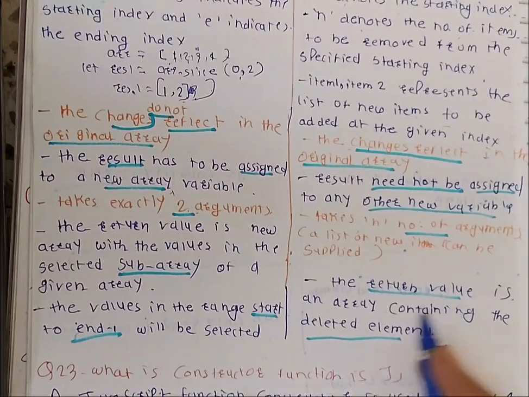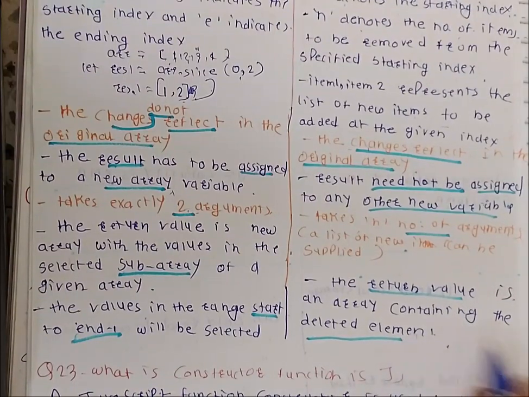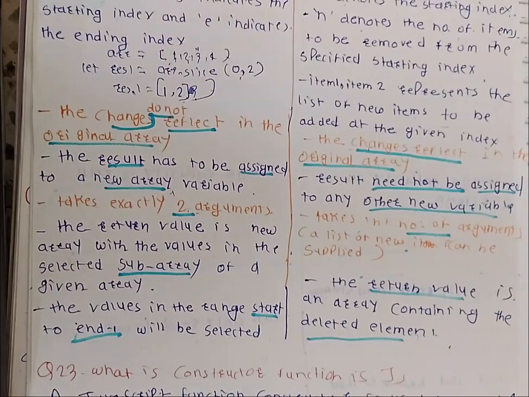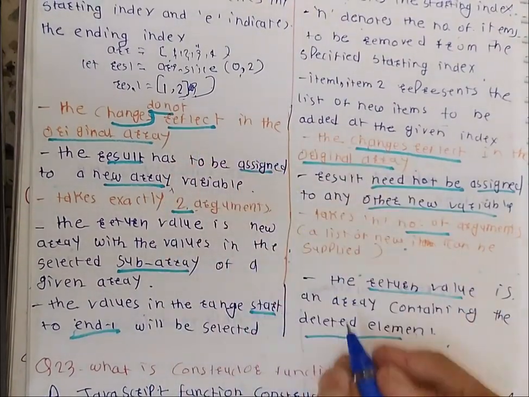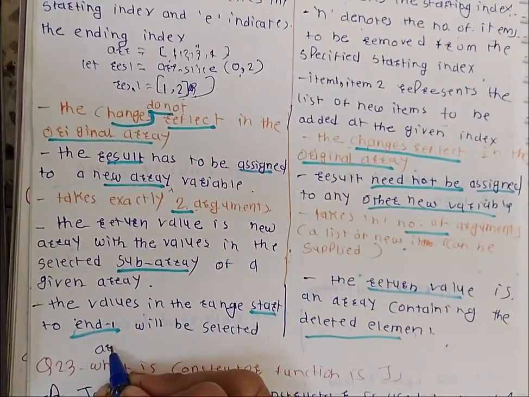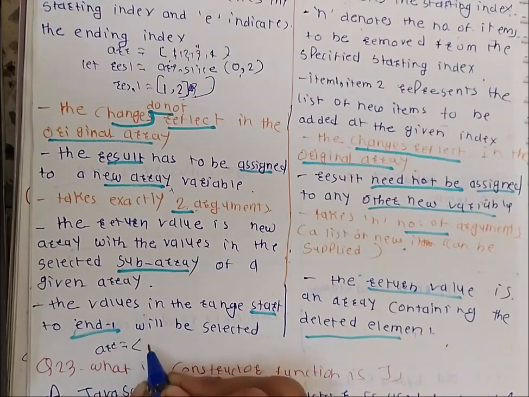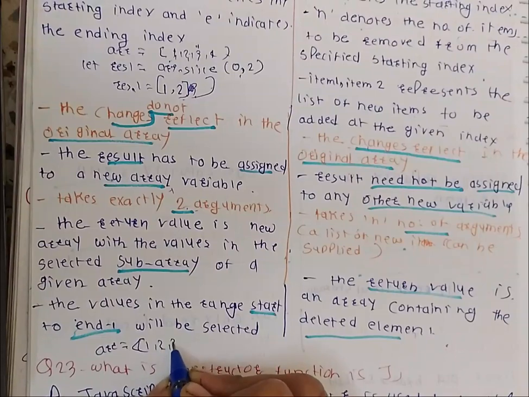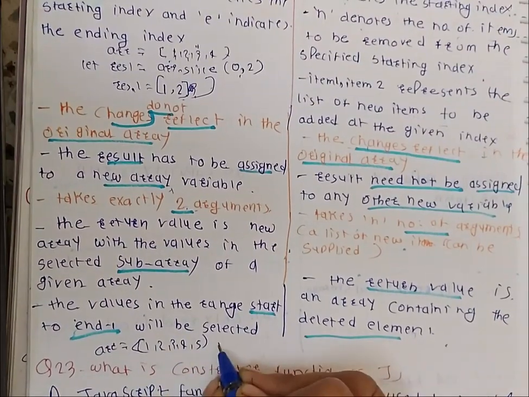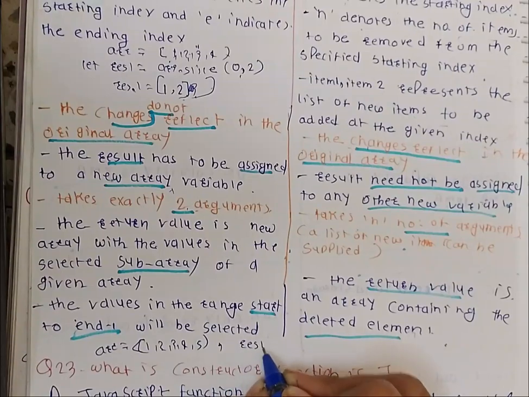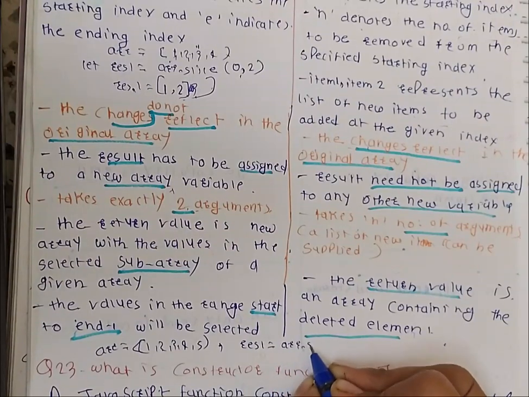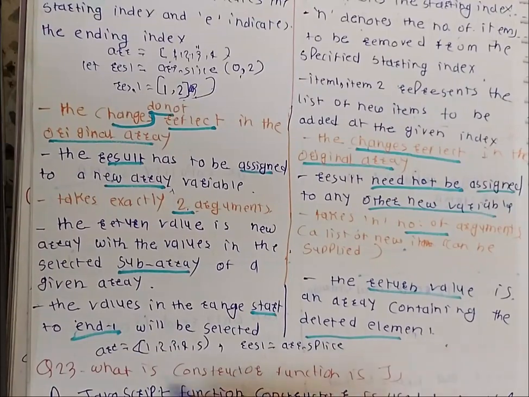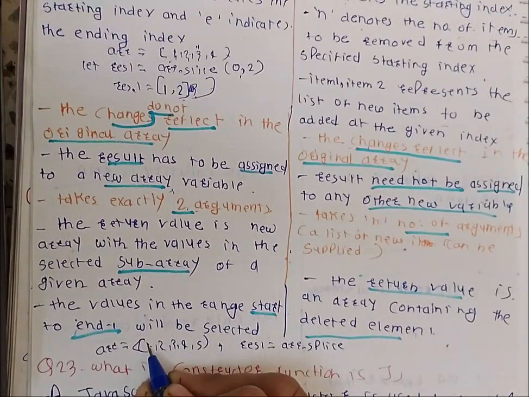The return value of splice is an array containing the deleted elements. So this is the difference between slice and splice. Using the splice method, we have arr 1 2 3 4 5. Then for res1 we are going to perform arr dot splice.